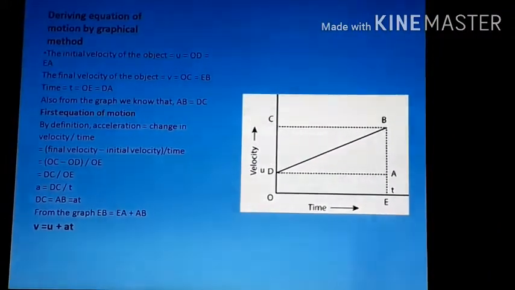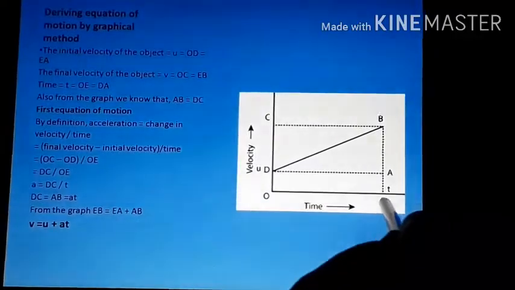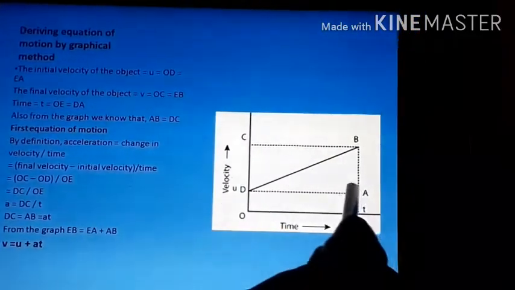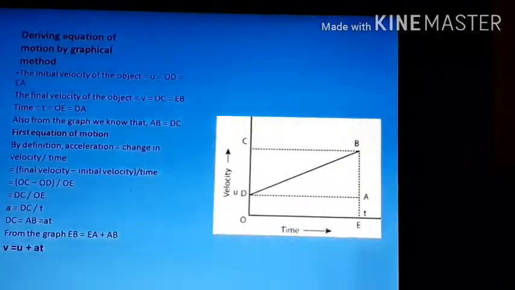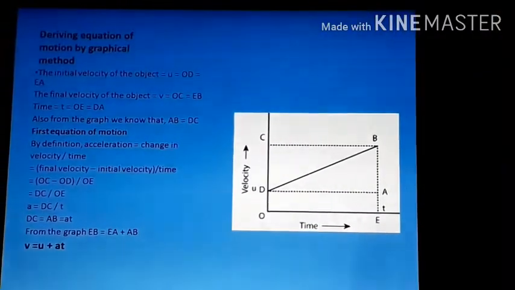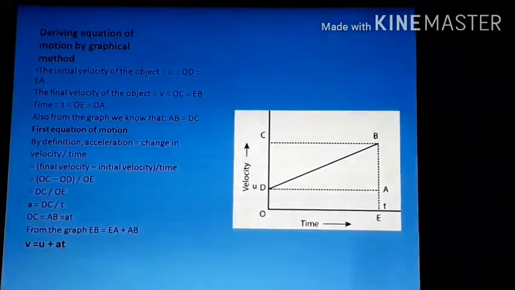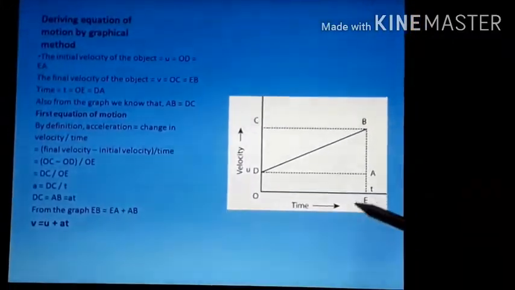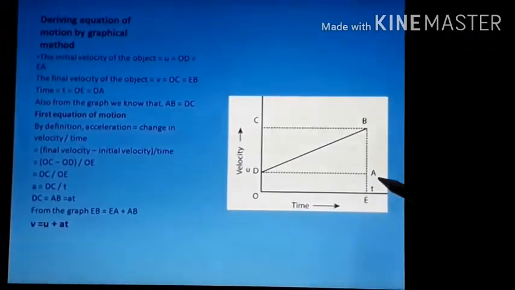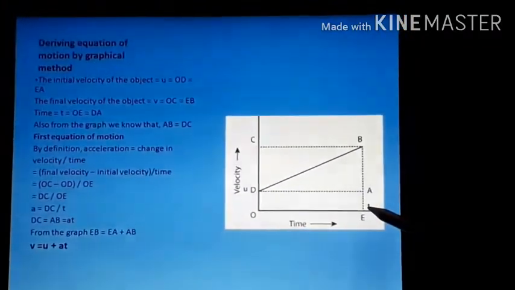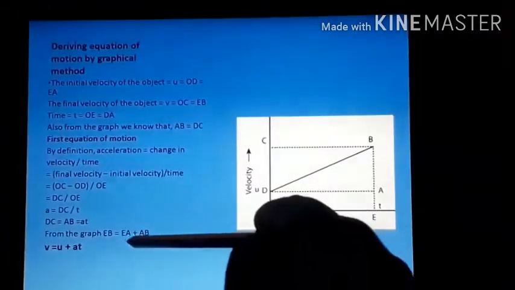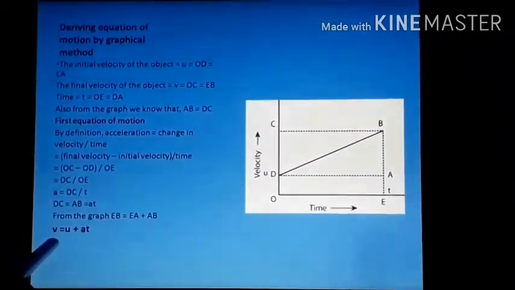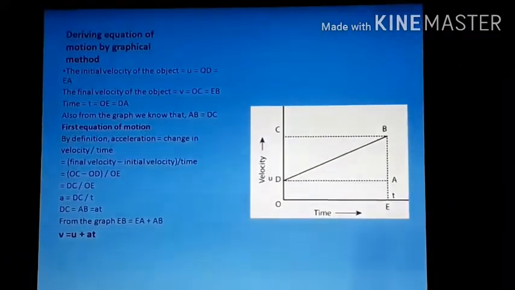So from the graph we know that EB is equal to EA plus AB. So v = u + at. That is EB is equal to final velocity v, EA is equal to the initial velocity u, and AB is equal to at. So we derive the first equation, v = u + at.